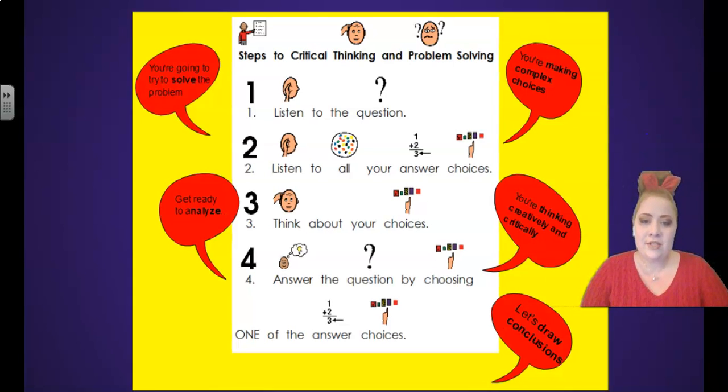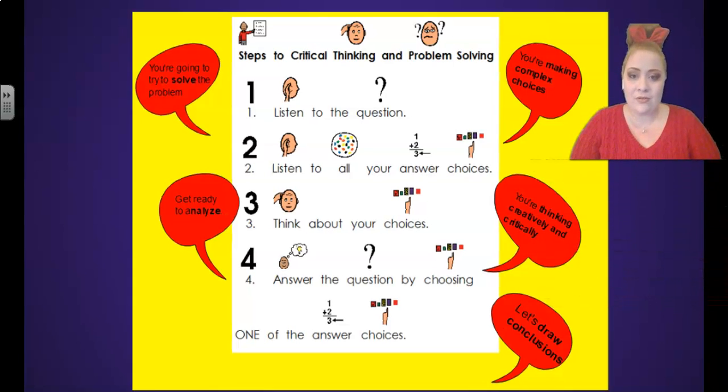All right, so steps to critical thinking and problem solving. This is a slide that needs to be present in all of our lessons. We need to have this. This is one of the required components. So you'll make sure that you review these steps to critical thinking and problem solving.